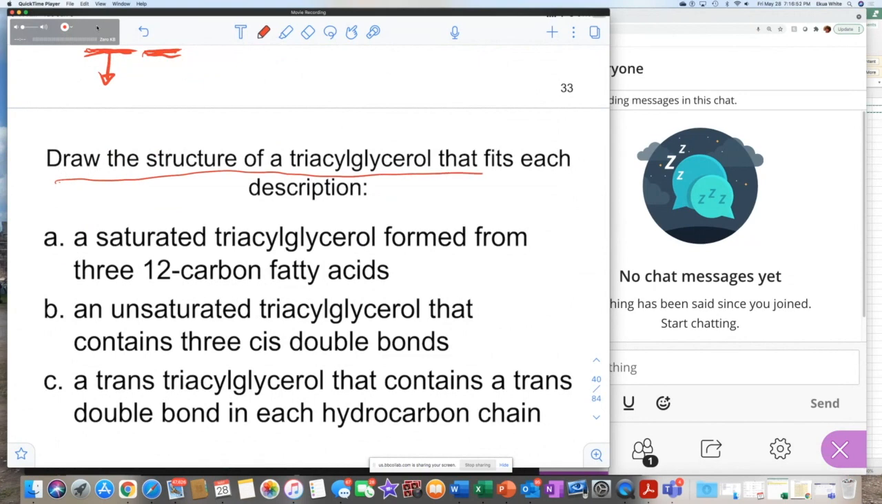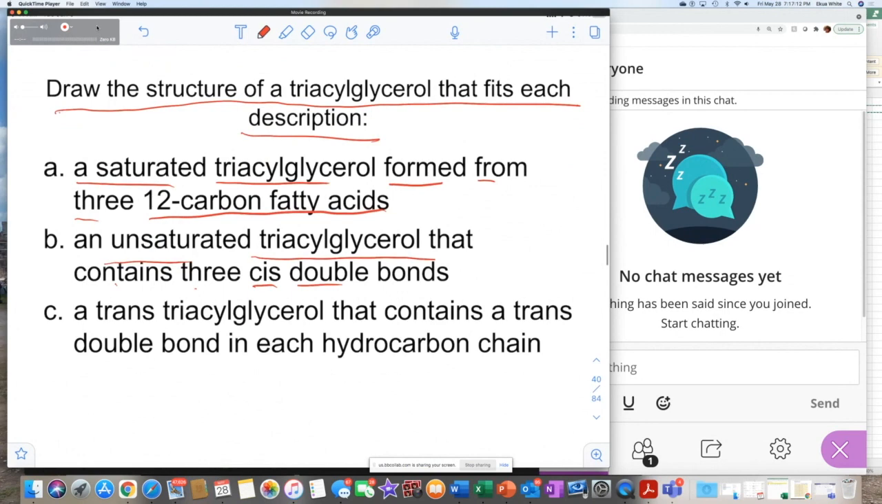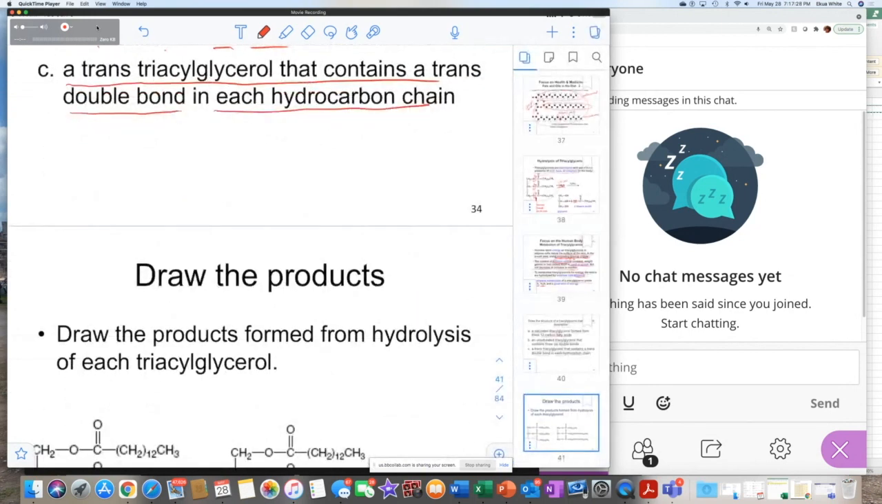Draw the structure of a triacylglycerol that fits each of the following descriptions. A saturated triacylglycerol formed from 3 12-carbon fatty acids. Okay. An unsaturated triacylglycerol that contains 3 cis-bonded... Are you kidding me? Okay, you know what, guys? I did this before, right? So I think I can actually just copy that from before to here. I should be able to do that. Okay. A trans triacylglycerol that contains a trans double bond in each hydrocarbon chain. I won't be lazy, y'all.